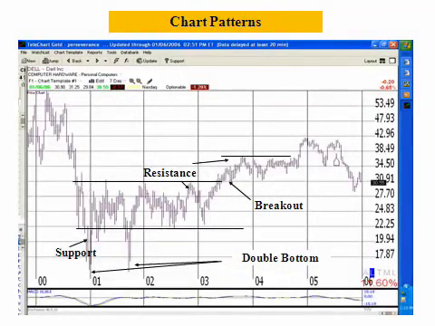Chart patterns are thought to develop because of consistent human emotion. The patterns of fear and greed repeat themselves, and as such, the technician looks for patterns that seem to appear and reappear. In this chart, support and resistance in a double bottom are depicted.